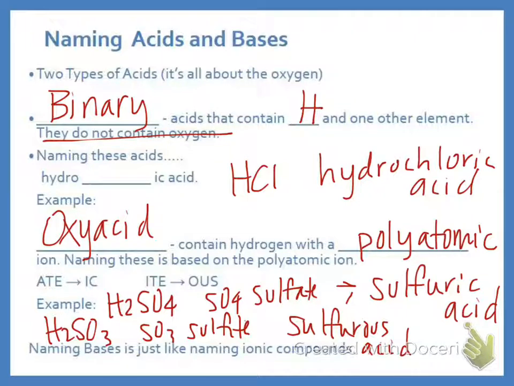Okay, and then when you're doing the bases, they're named just like normal ionic compounds that we learned to name. So sodium hydroxide, NaOH; lithium hydroxide would be LiOH. There are no special rules for those. They're just named like normal ionic compounds. Even though we call them a base, they are an ionic compound because it's a metal and a nonmetal.